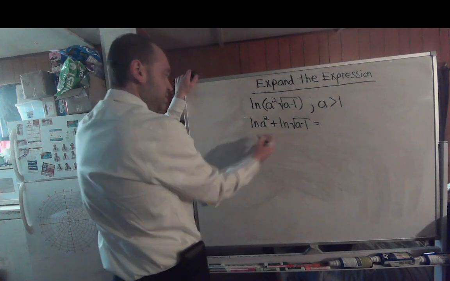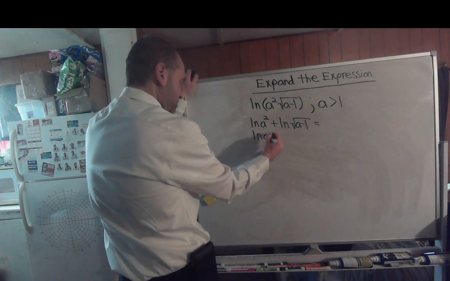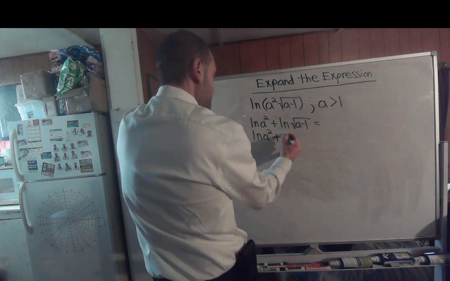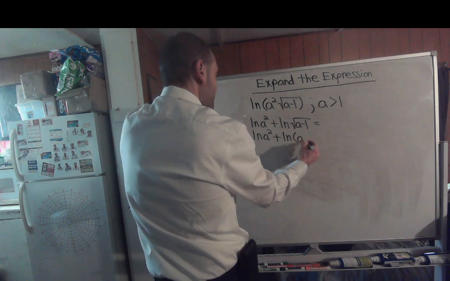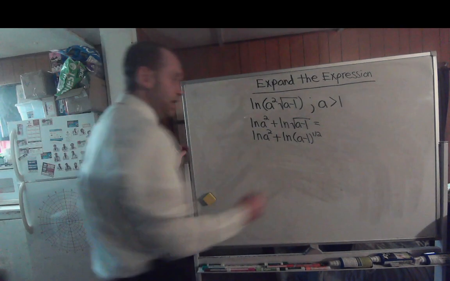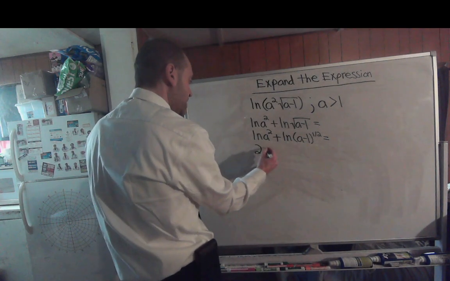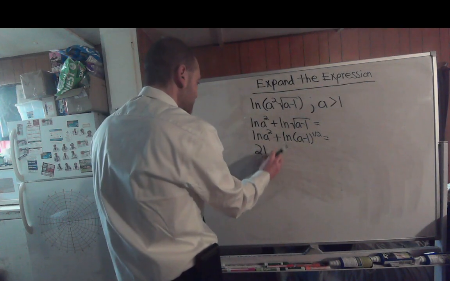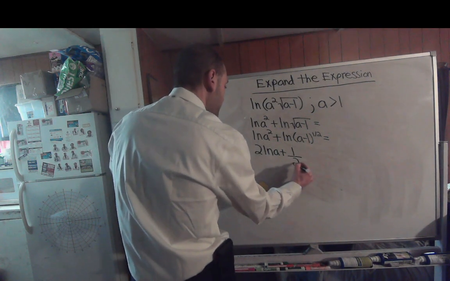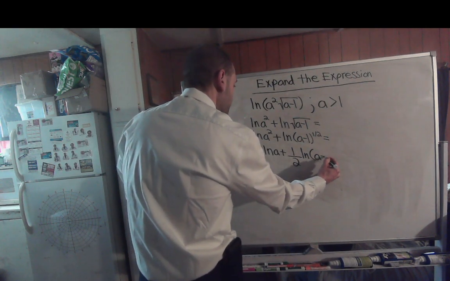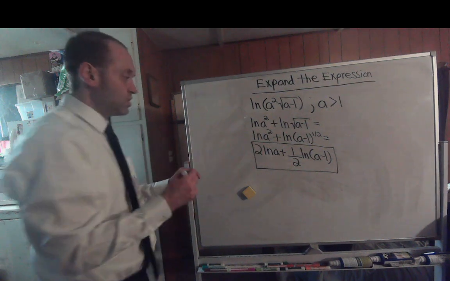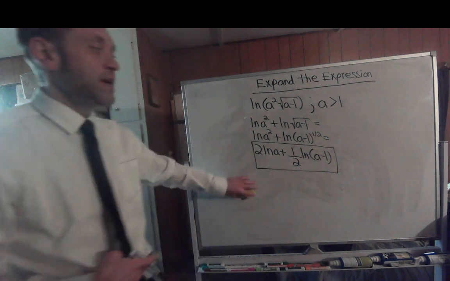Well, let's deal with that second term. We'll leave the powers in place for a minute. We have the natural log of a squared plus the natural log of the quantity of a minus 1 raised to the 1/2 power, right? Now on each of these terms you have a power rule. So this would turn into 2 times the natural log of a plus 1/2 times the natural log of the quantity of a minus 1. And that would be your simplified answer: 2 times the natural log of a plus 1/2 times the natural log of a minus 1.